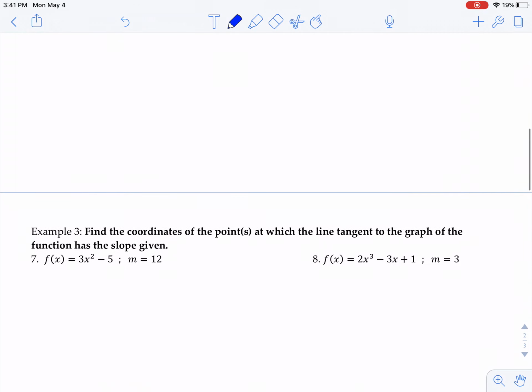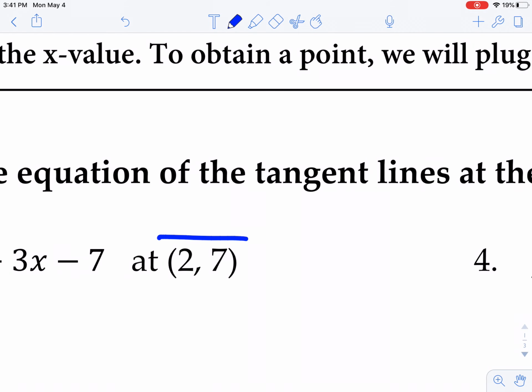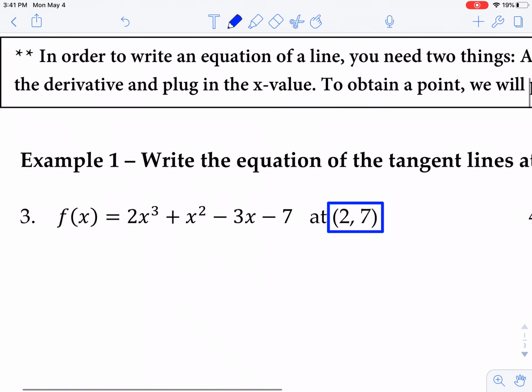Guys, I got 3 types of problems for you today. Here we go. First one says this. I'm going to give you a point, okay? Then I'm going to give you a function, and I'm going to say write the equation of the tangent line at this point. So here's what we do.